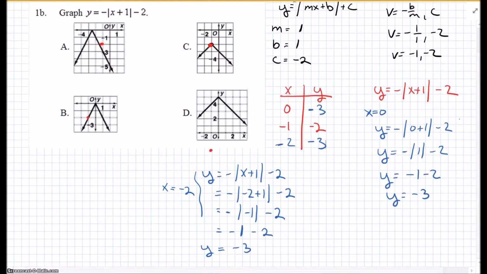Okay, so now we can plot those points. Let's plot this one. We've already plotted that one. -1, -2. Let's go 0, -3. So 0, down 3. 1, 2, 3. And let's go -2, -3. Over 2, down 3. There you go, C. There's our graph, C.